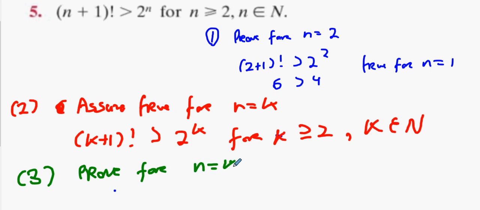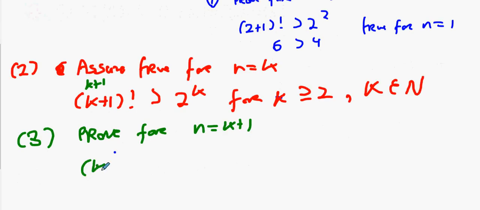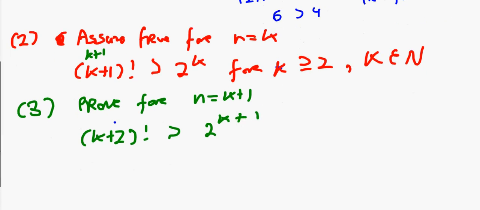So it's no longer going to be k plus 1. What's it going to be? (k plus 2) factorial. Okay? And what's this going to be? 2 to the power of? k plus 1. Alright, have an idea. It was what I showed you earlier. You need to use part 2 to answer part 3.